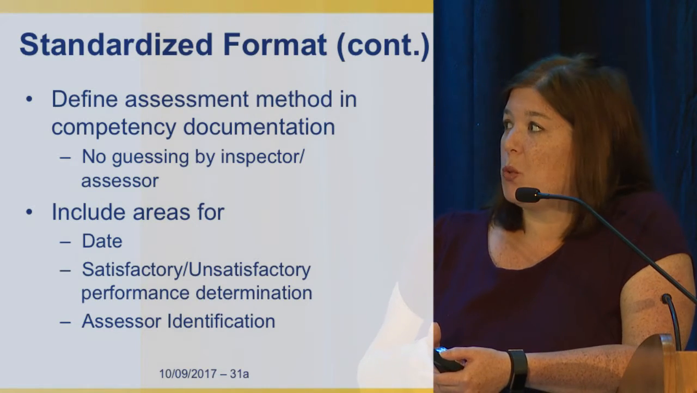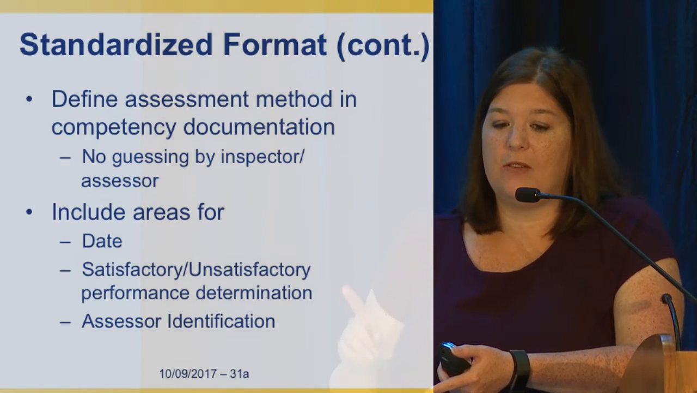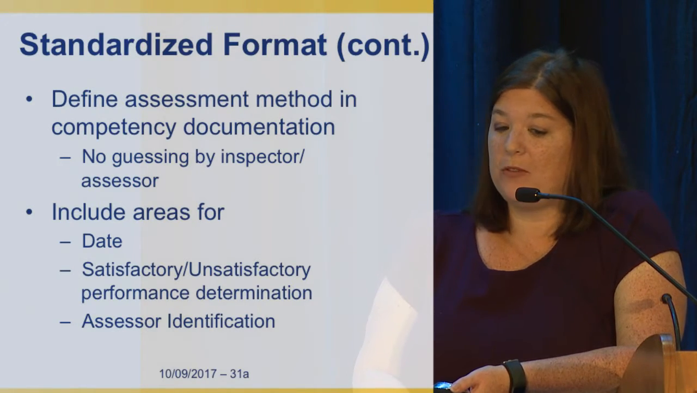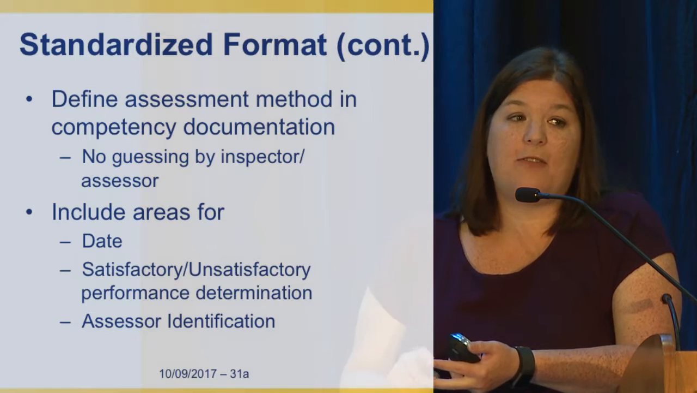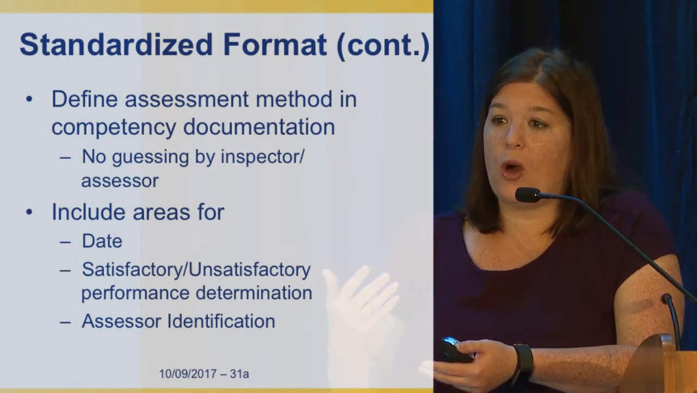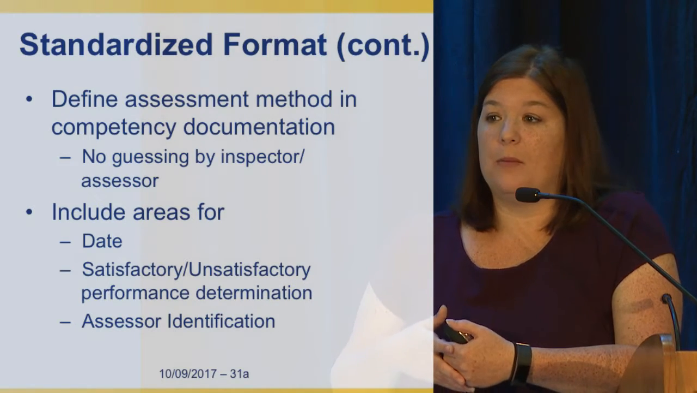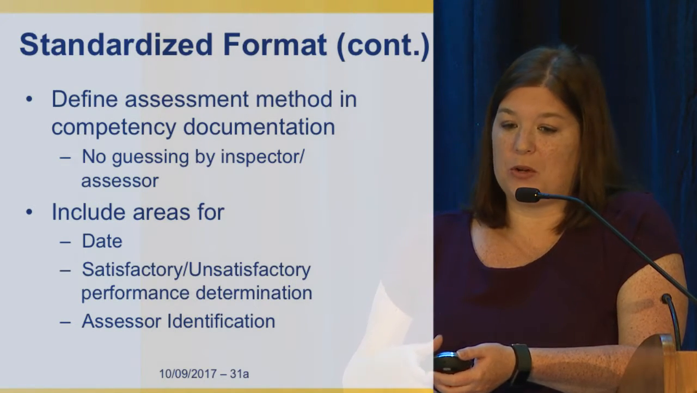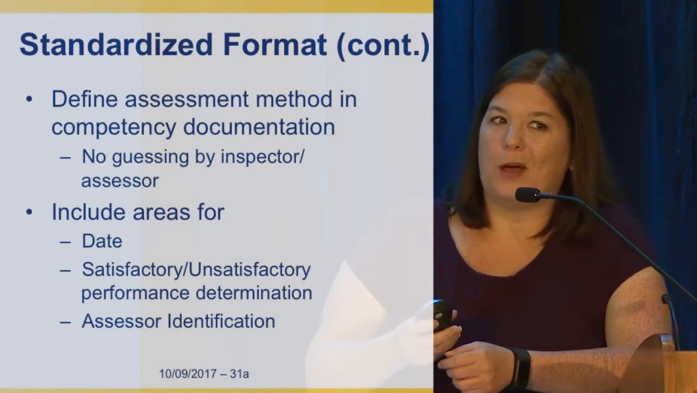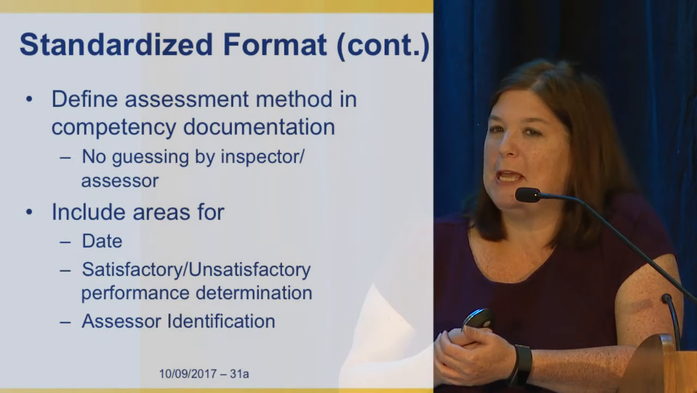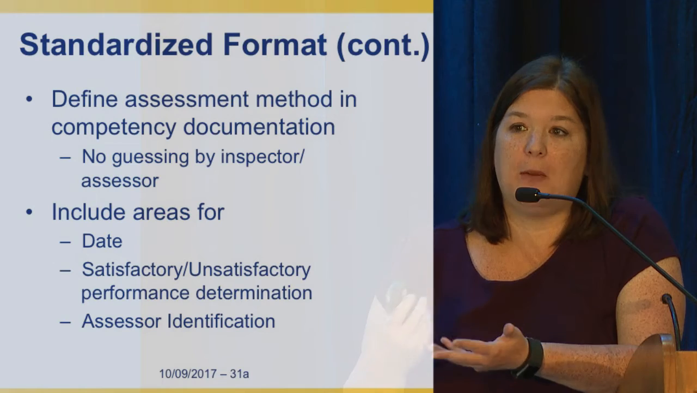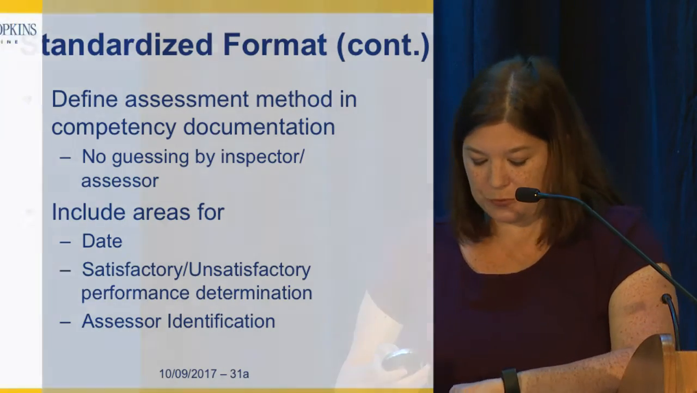Also, you want to make sure that when you're putting things in, you have dates, you have a spot for satisfactory or unsatisfactory performance, and that you can identify the assessor on the competency. Whether you use initials and a signature log or the person has to sign it, you need to know who's assessing the person as well. That was another one that was cited this year by other laboratories as well, as they couldn't read the handwriting of the initials. So you need to have a good way to identify that assessor.